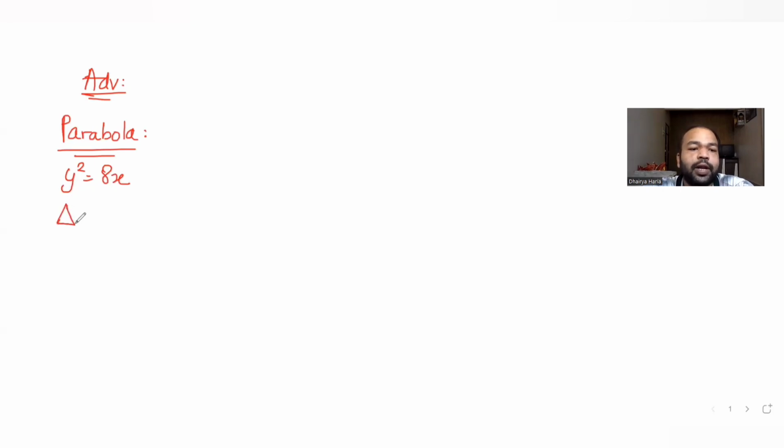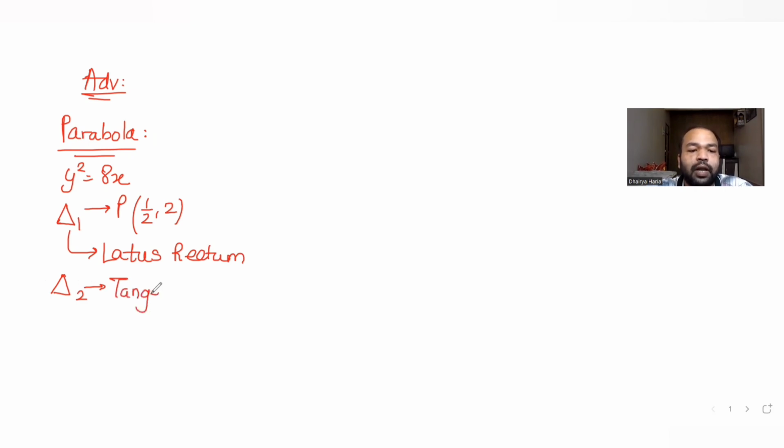Then we have been told delta 1 is the area of a triangle whose vertices are P (half comma 2), and the other two vertices are the endpoints of the latus rectum. And there is another triangle, delta 2, whose vertices come from the tangents drawn at P as well as the endpoints of the latus rectum.